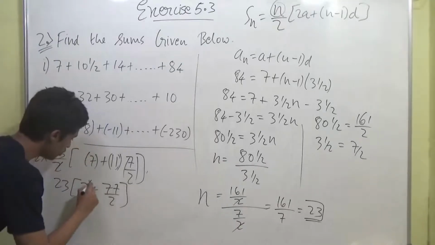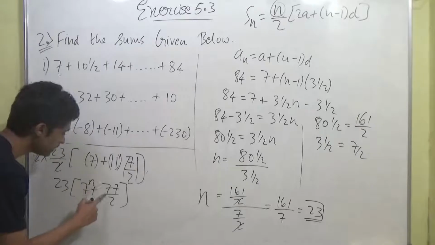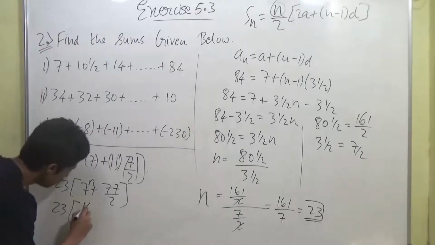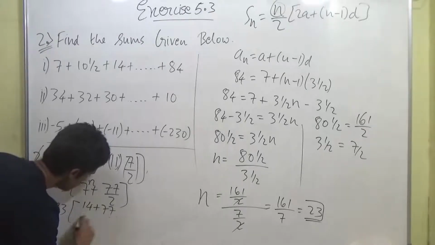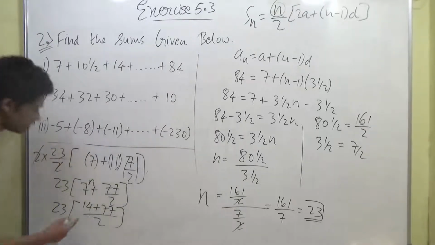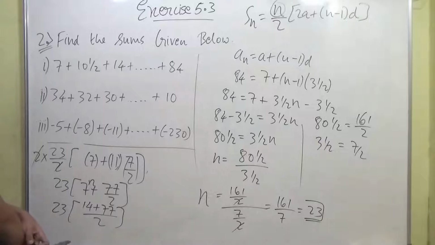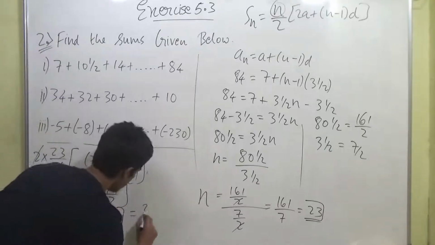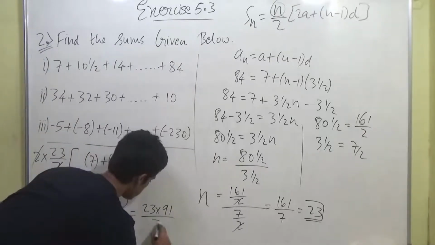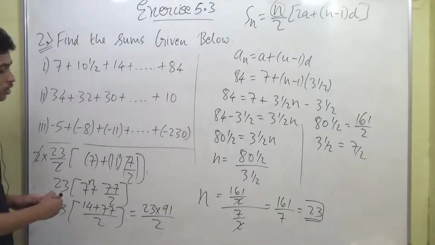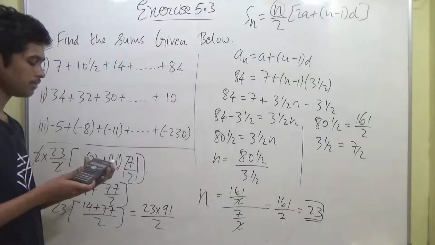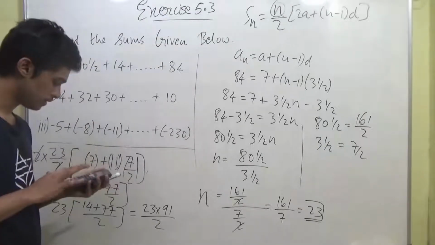So this will become into 2. Here it will become 14 plus 77 by whole 2. So it's going to become like 23 into 14 plus 77 the whole by 2. So this will become 77 plus 14, will become 91 by 2. So it's going to become 23 into 91 by 2. This is the answer, guys. Now if I have to solve this, I'll do it in calculator, guys, because it's a bit long, but in exam you have to do it by yourself, right?